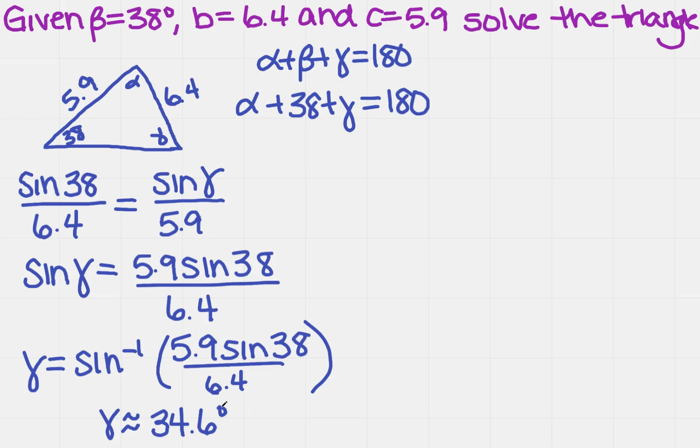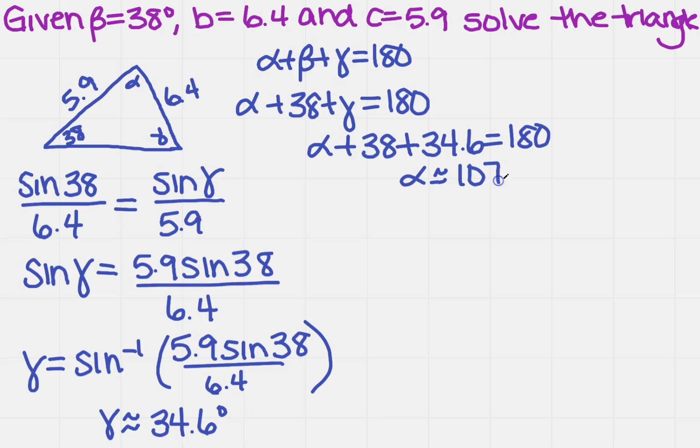Well, now I can come back up here again for what I was trying to do earlier, and now I know what gamma is, so alpha plus 38 plus 34.6 equals 180. And when I do all the math, I get that alpha is going to be approximately 107.4 degrees. Now I am going to go back and box the things I need in pink so that I don't lose them on the screen with all the writing.